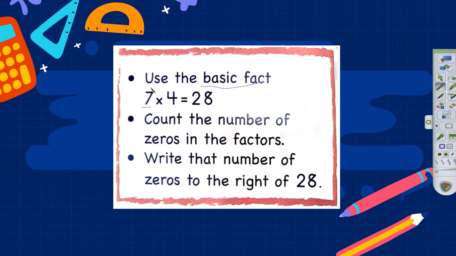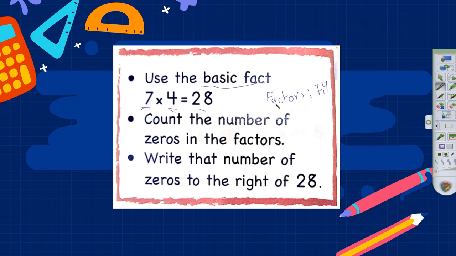You multiply 7 without zeros times 4 without zeros. 7 times 4 equals 28, sorry. So this is the basic fact. Okay? Again, the basic fact is to write the numbers without any zeros. Great. 7 and 4, we call them what? Factors. So the factors here are 7 and 4.